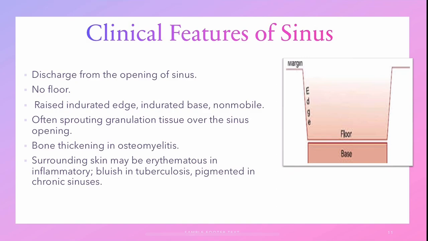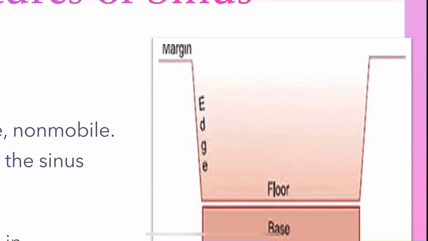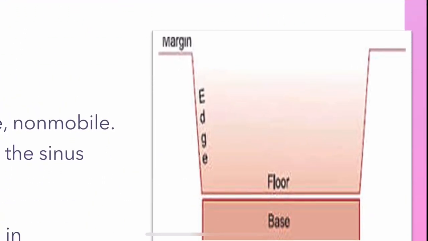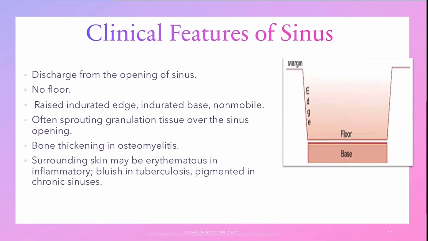I know this is a picture of an ulcer. You might be wondering why she has put it in sinus. It is for the understanding. So you need to know what is base, what is floor, edge, margin, how it looks like in a sinus. So let us see how it represents. The clinical features, we have the discharge from the opening of sinus. So from the previous pictures you will be knowing the clinical features. So you just have to apply all the learning we did so far, and then think about the clinical features. What could it be?